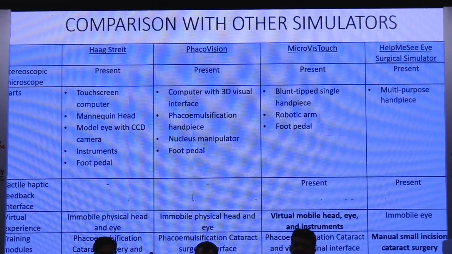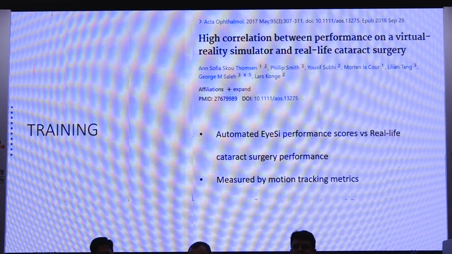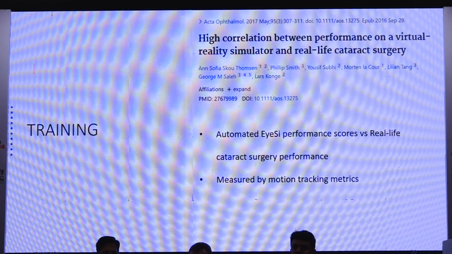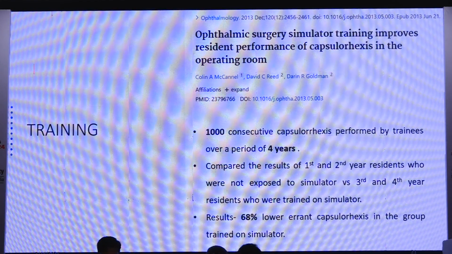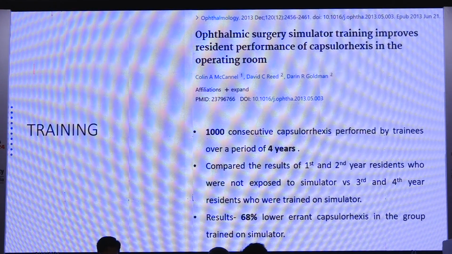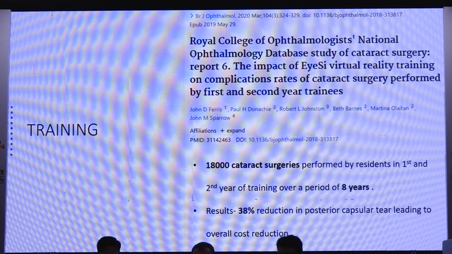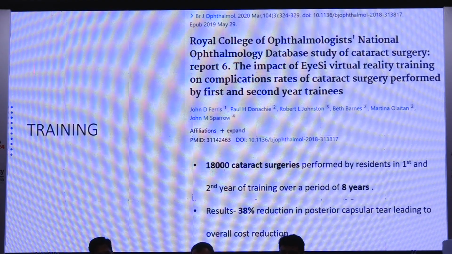Since 2003, more than 60 studies have been done on application of virtual reality simulators in ophthalmology, from examining construct validity of the simulator to transfer of skills to the operating room. One of them, by McKenell et al., compared the results of capsulorhexis of first and second year residents who were not exposed to the simulator versus third and fourth year residents who were trained on the simulator, and they reported 68% fewer mishaps in the trained group when performing capsulorhexis. Similarly, Ferris et al. reported 38% reduction in posterior capsular tear in the trained group, leading to overall decrease in patient morbidity and cost reduction.